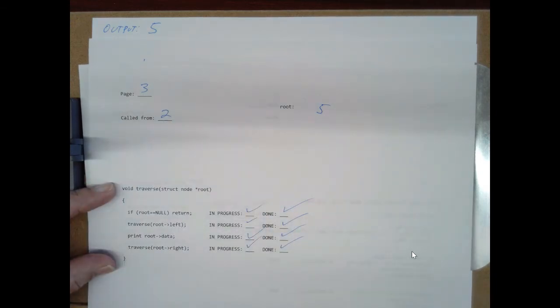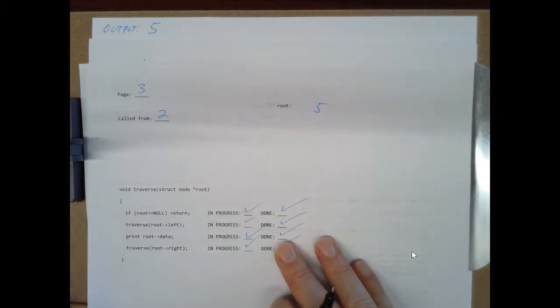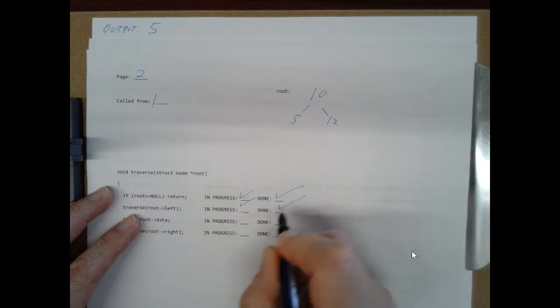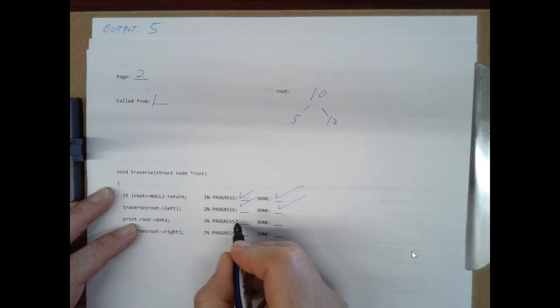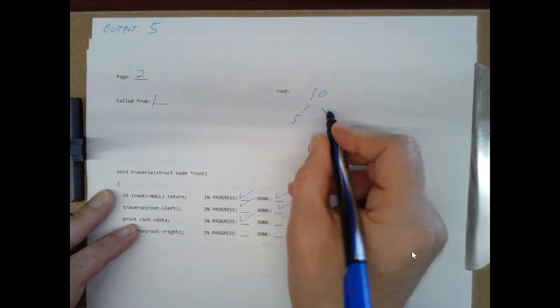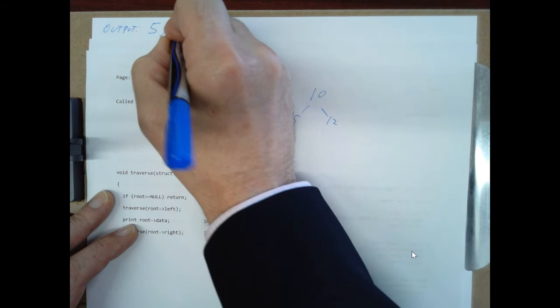We're popping our stack. So we popped the stack. We go back to the previous page. This was page 2. What have we done? We've completed this line of code, traverse root arrow left. Now we execute this line of code, print root arrow data. That's a 10. That's done. Now we say traverse root arrow right. Well, what is root arrow right? It's a node containing a 12.